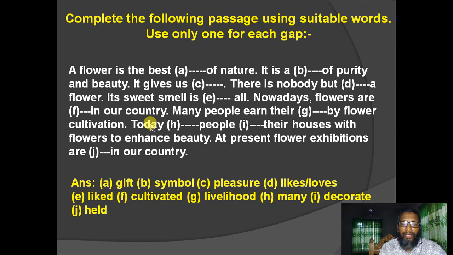Okay. Today many people decorate, decorate is a verb, it's after the subject. Every sentence contains a verb. Many people decorate their houses with flowers to enhance beauty. Okay. At present flower exhibitions are held or arranged. You can also say arranged in our country. Arranged or held in our country.